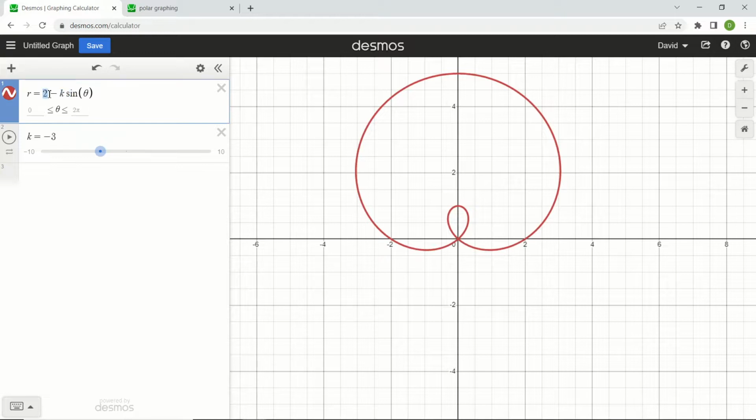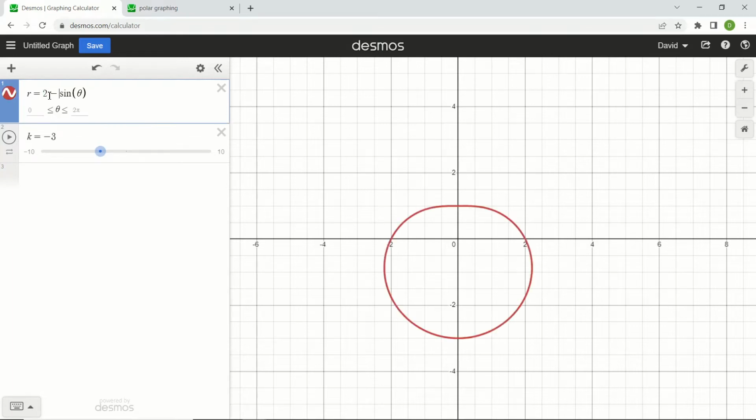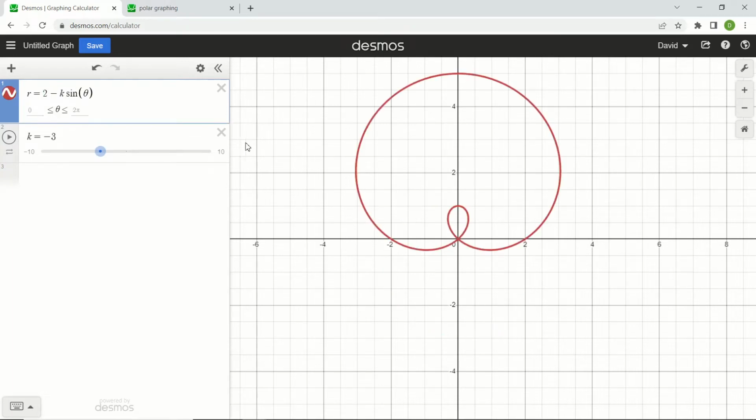For group 2, I'm going to pose a more general challenge. What happens if we have a and b? So instead of 2 minus k sine theta, what happens if we have two unknowns, a and b? You will really understand what you're doing if, once you're away from Desmos, I can say, what if a is 7 and b is 9? Is there going to be a loop? If so, is the graph going to be mostly above the axis or mostly below the axis? If you can answer those kinds of questions and explain why, you will have understood this very clearly.